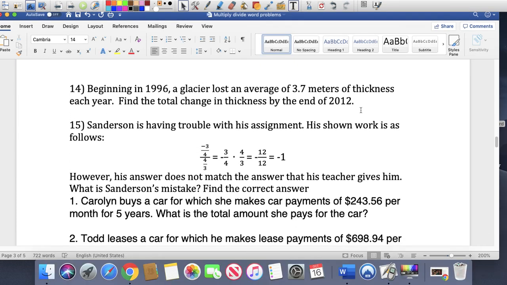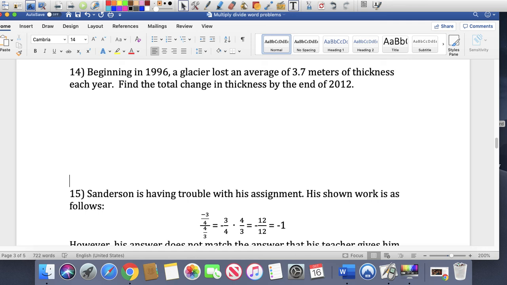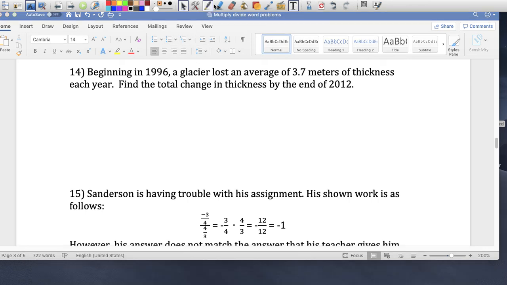And 14. By 1996, a glacier lost an average of 3.7 meters of thickness every year. Find the total change in thickness by the end of 2012. So it started in 1996 and ended in 2012. That's going to be 14 years. So we're going to have to divide.